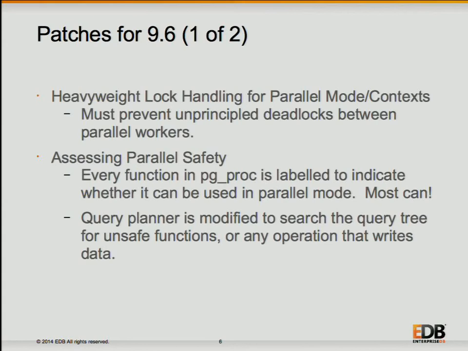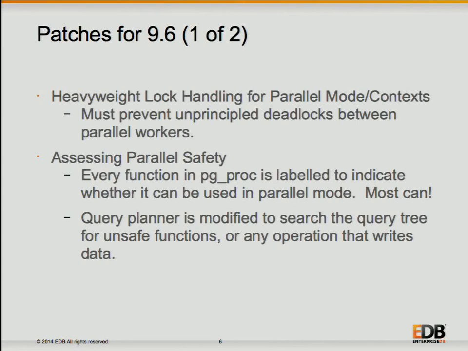So this assessing parallel safety patch adds all of that labeling, and it arranges when we plan a query to search the query tree for any unsafe functions or any operations that write data. And if we find any, then we say, no problem, but this query will not be parallel, because if we tried to do it in parallel, it would fail.